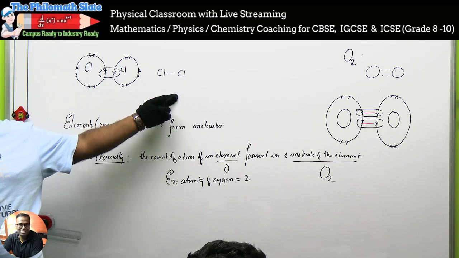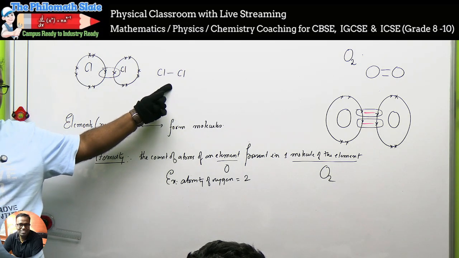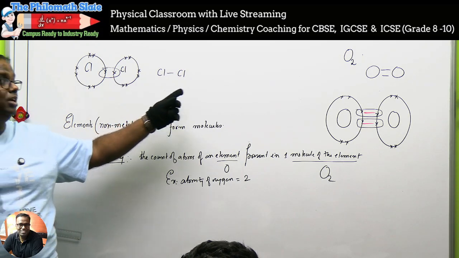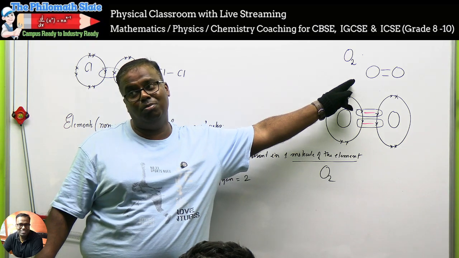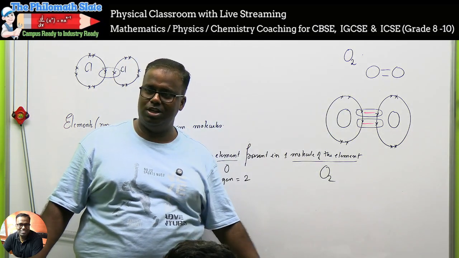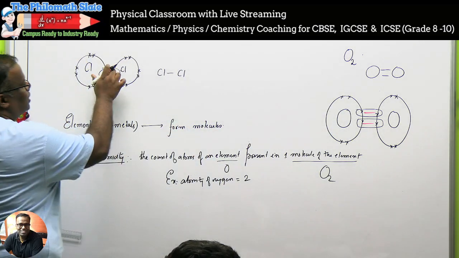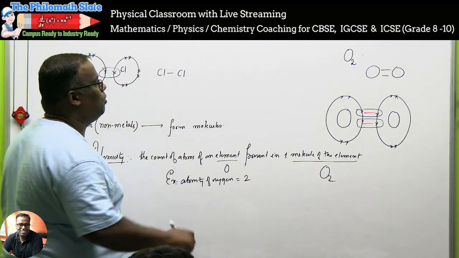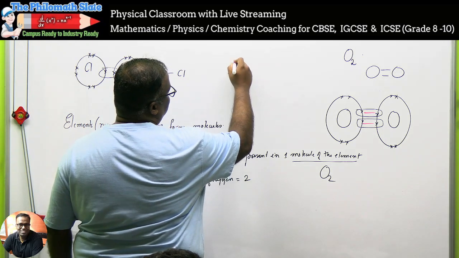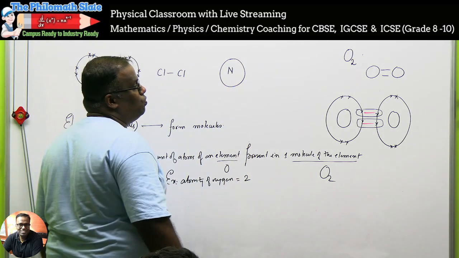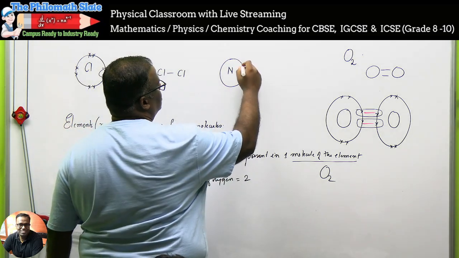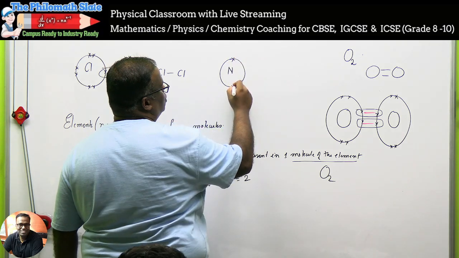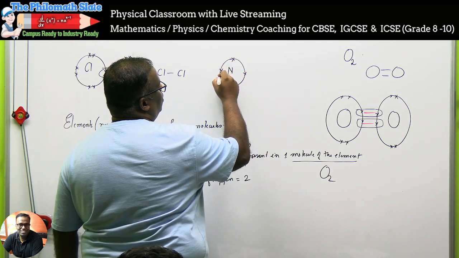But there is a small catch. इसकी atomicity 2 है with a single bond. इसकी atomicity 2 है with a double bond. Are you understanding? Here one pair of electron is shared. That's why bond 1 दिखा रहा है. Nitrogen में triple bond आएगा. देखो nitrogen, what is the outermost orbit? 2, 5. 5 means 1, 2, 3, 4, 5.